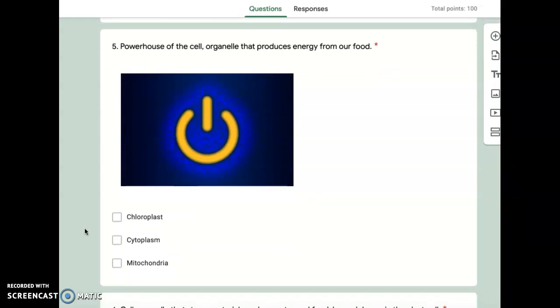Number 5. Powerhouse of the cell. Organelle that produces energy from our food. Chloroplast, cytoplasm, or mitochondria?